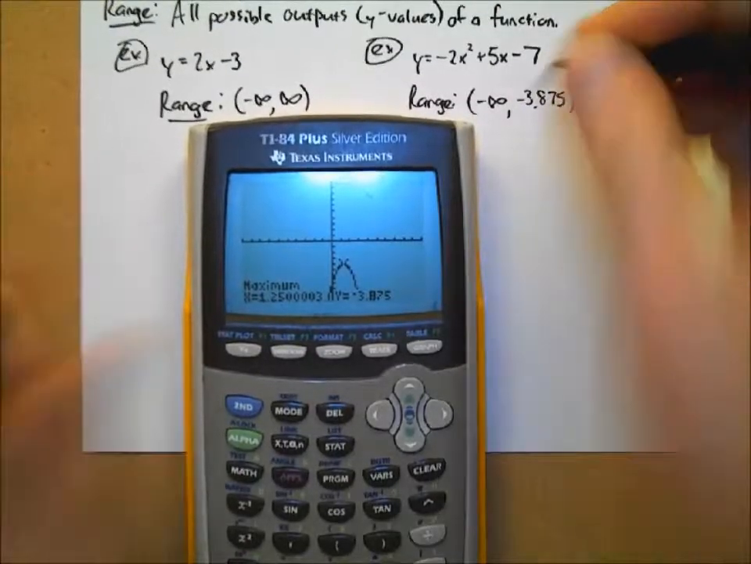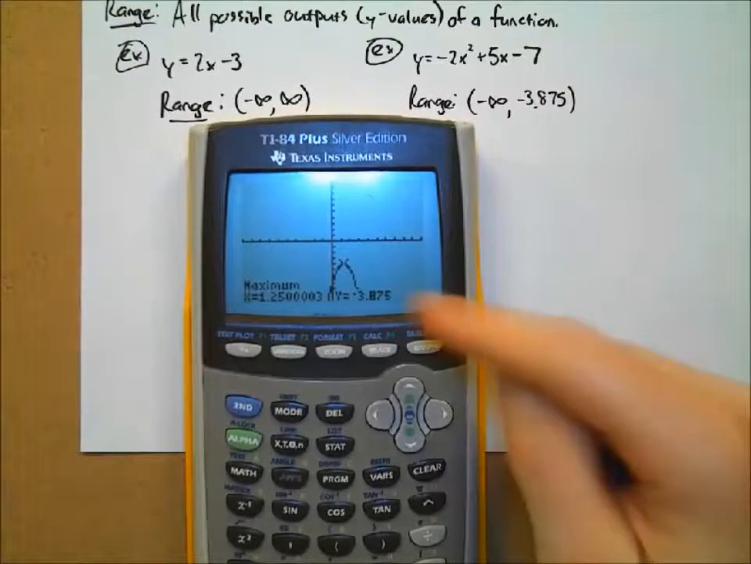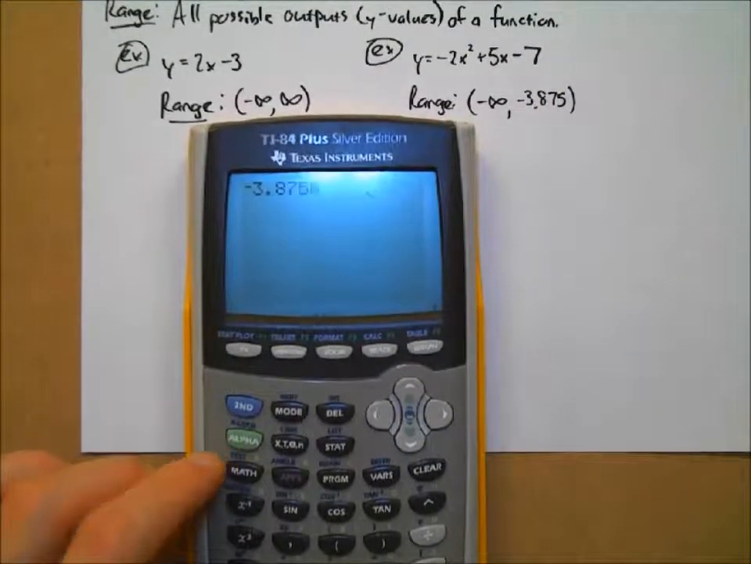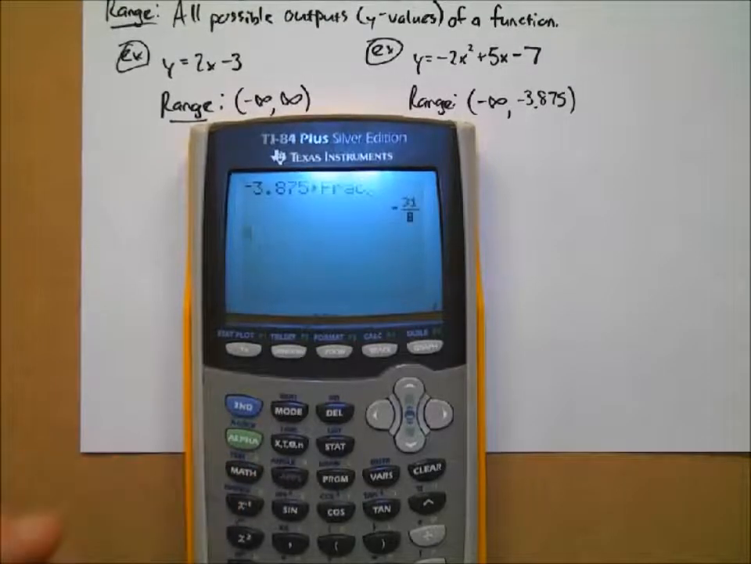Okay. And you're like, man, that's kind of a nice decimal. I wonder what it is as a fraction. Well, if you want to, you can go back to your calculator, type it in your home screen, hit math, enter, enter, and it's negative 31/8. Okay, so if you want to use an improper fraction instead, there it is. Okay, question?